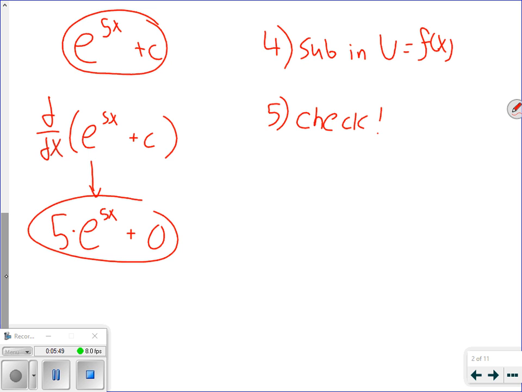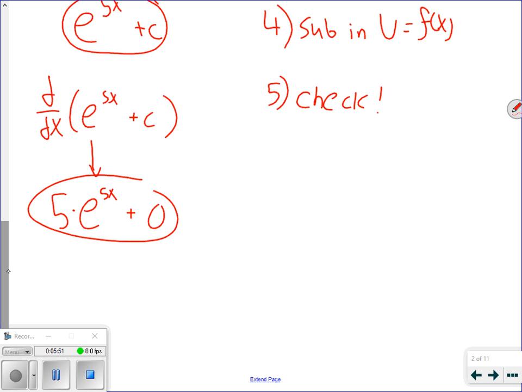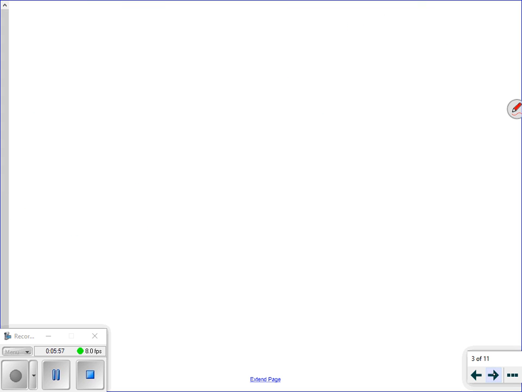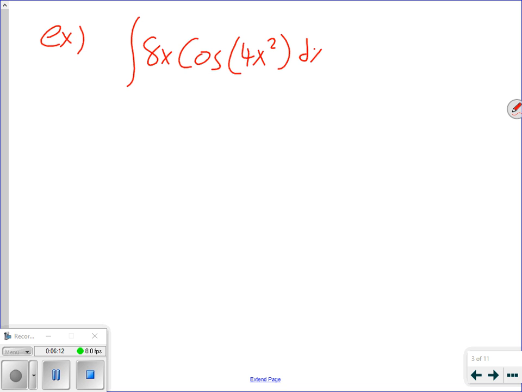So, it's all about identifying the inner function, setting it equal to u, and setting up a new problem. And I got a lot of examples to practice. Let's do this one. I want to do the integral of 8x cosine of 4x squared dx.